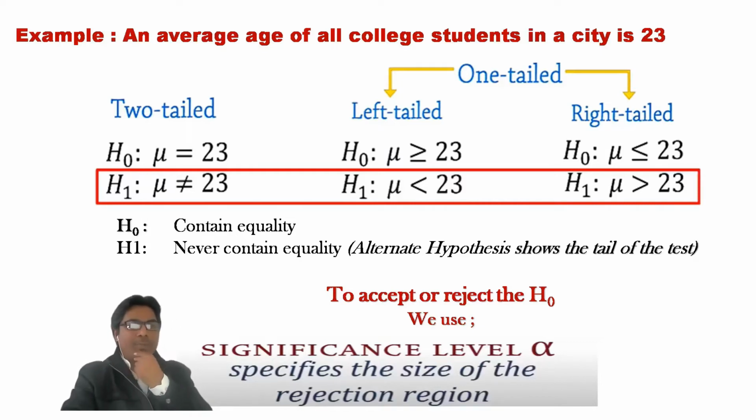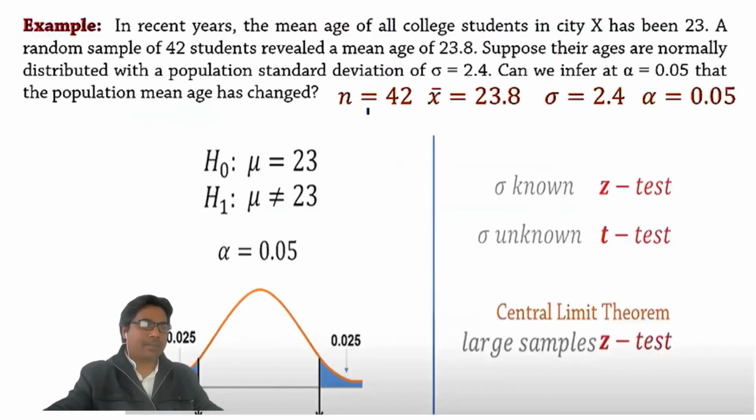Now what we do, we test the hypothesis for significance level. So we'll see what the significance level is. Here it is given: to accept or reject the null hypothesis, we use the significance level, that is alpha, which specifies the size of the rejection region. So what is alpha? What is the rejection region? We'll get to know by our next slide.